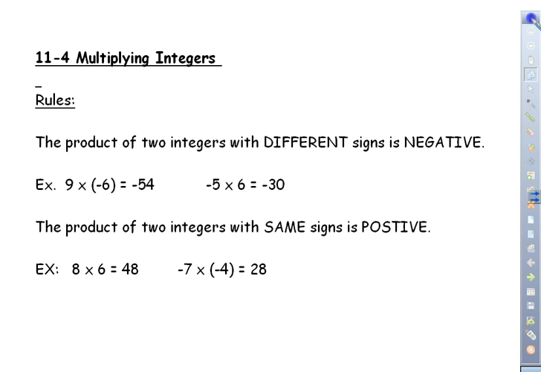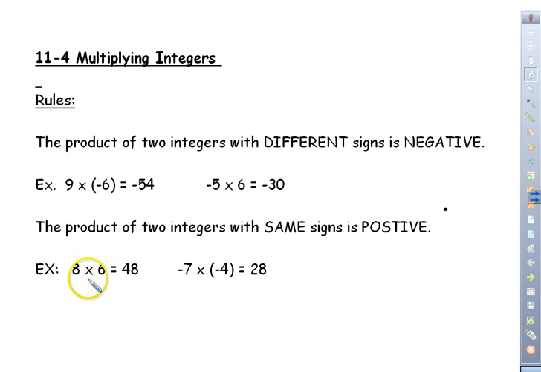Negative 5 times 6 is a negative 30. The result of being a negative 30 is again because it is a different sign. Therefore, the answer is always negative. Negative 5 times the positive 6 is going to be negative 30. Looking at the next one, it says the product of two integers with same signs is positive. So if they have the exact same sign, they're absolutely going to be positive.